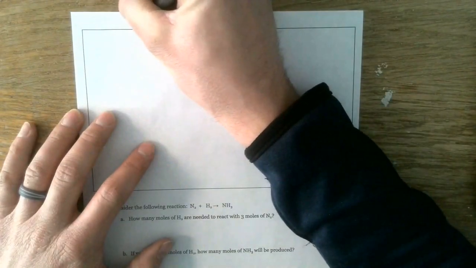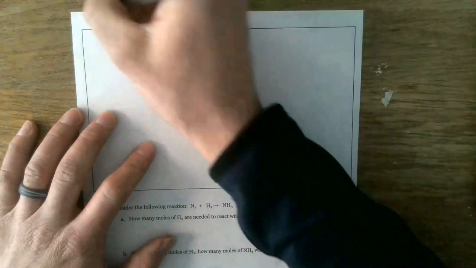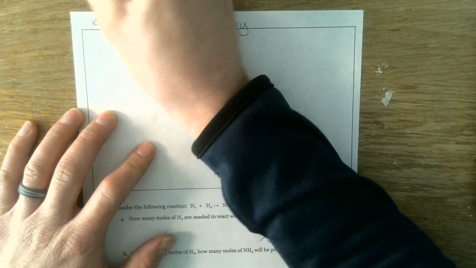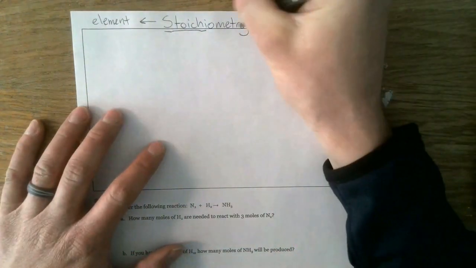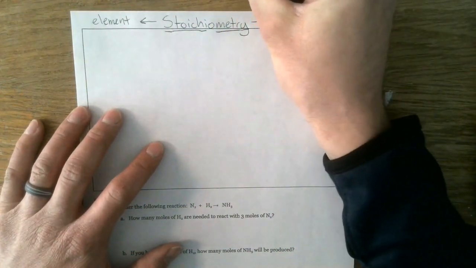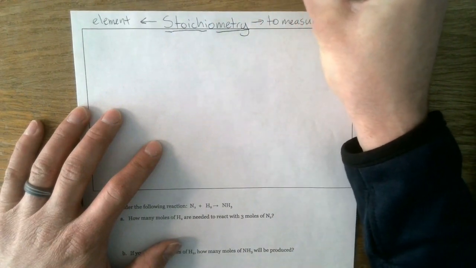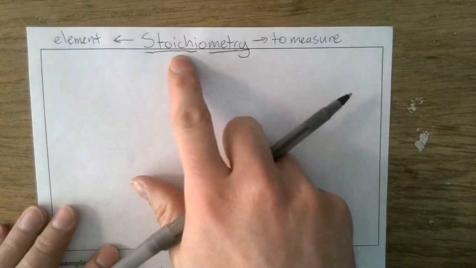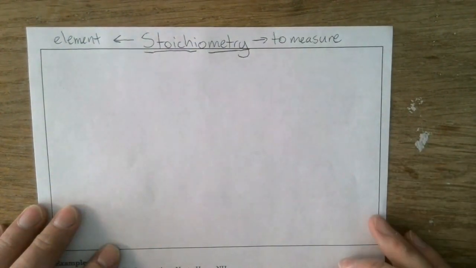So stoichiometry, if we're to break down this word, stoich stands for the elements that are involved, and metry means to measure. Okay, let me zoom this in a little bit for you. So we're measuring the elements in a chemical reaction.